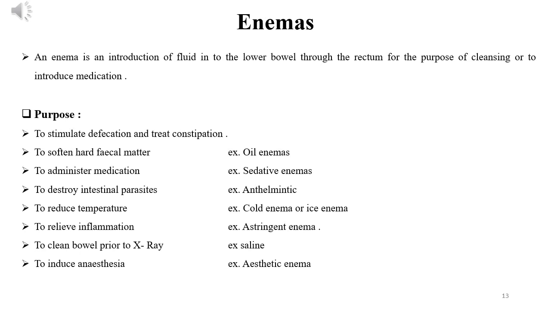Next is to reduce temperature. If we want to reduce the temperature of the lower GIT, we can use cold enema or ice enemas. Next, to relieve inflammation. If we want to relieve inflammation, we can give astringent enemas.